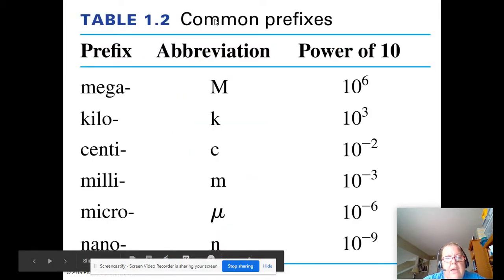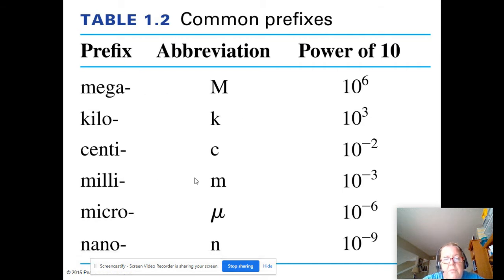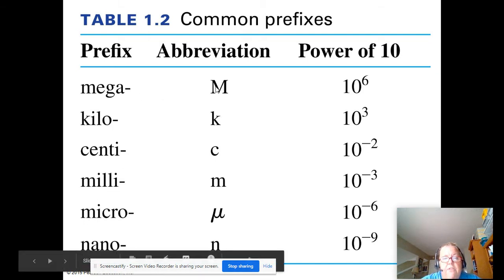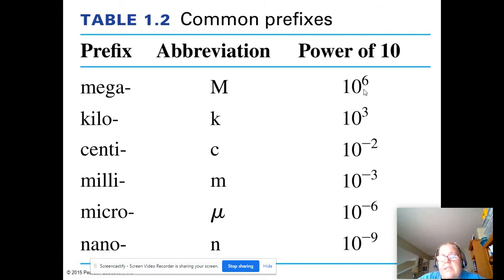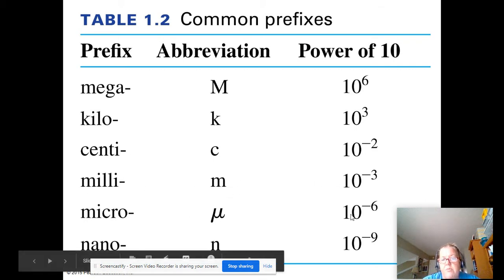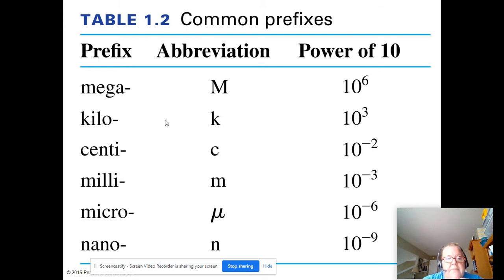And here are some common prefixes. Again, these are the ones that we will use off and on throughout the year: mega, kilo, centi, milli, micro, and nano. You've heard of megabytes, so that's 10 to the 6 bytes, and a byte is a unit for information. You have kilo, which is 10 to the third, like I said. Centi is 10 to the negative 2. You have milli, micro, which is 10 to the negative 6, and then nano, which is 10 to the negative 9th. So these are all in the negatives, and then, of course, these are your positives.